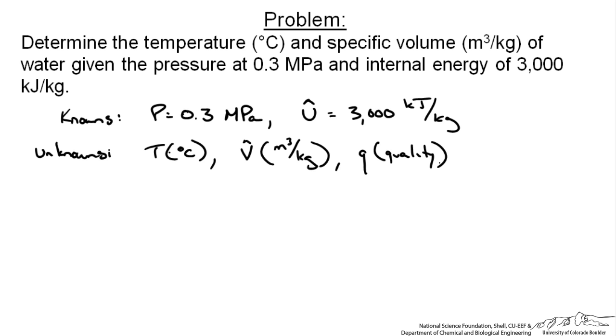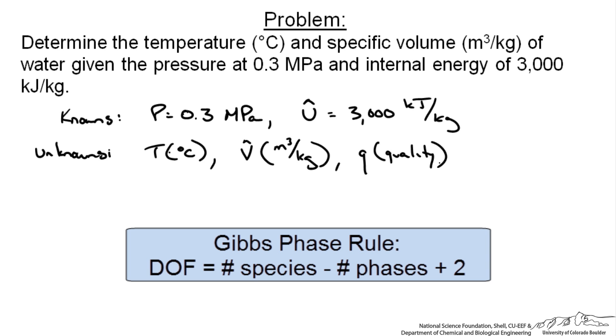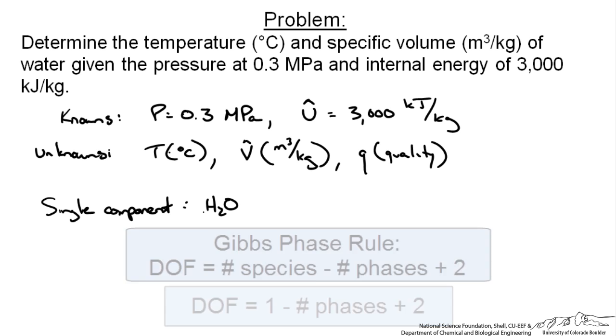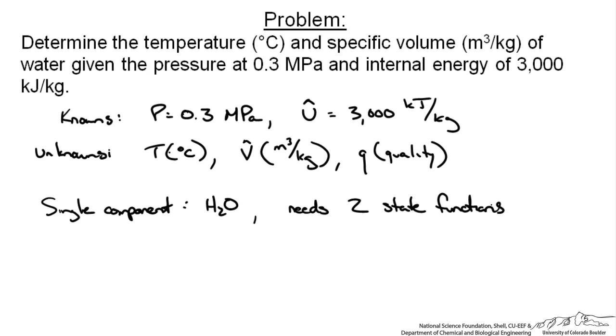The approach for the solution includes a knowledge of the Gibbs phase rule. Since we have a single component, that of water, this could be either pure vapor, pure liquid, or a mixture of the two. We know that we have to define at least two state functions. These two fixed state functions are given in the problem statement, that of pressure and the internal energy. Therefore, using the steam tables, we could define everything else.